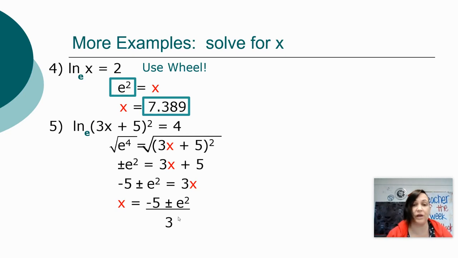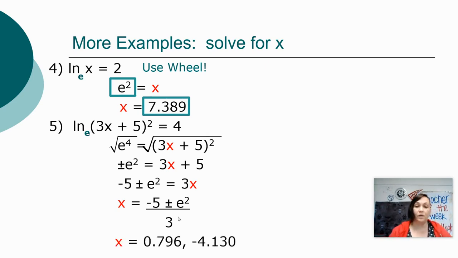When you're typing this into your calculator, you're going to have to type it in twice. And anytime you're typing in a large fraction like this, I would suggest typing in the numerator, hitting the equals button, and then typing in the denominator. So I am going to do -5 plus e squared equals, and I got 2.389. And then now after I hit the equals button, I'm going to hit divided by 3, and then I'm going to hit equals again. And that gives me my first decimal, which is 0.796.